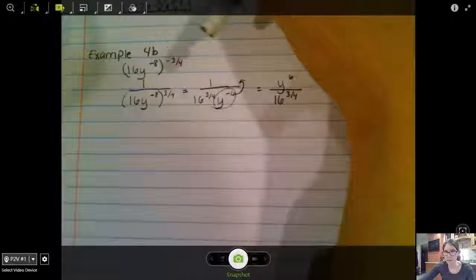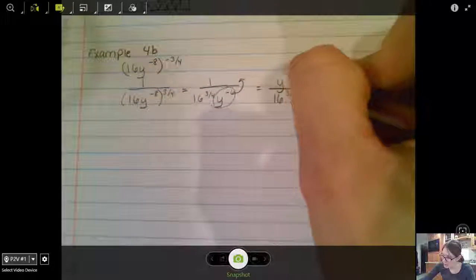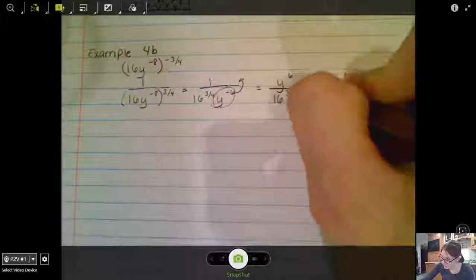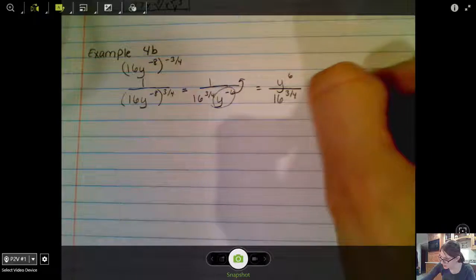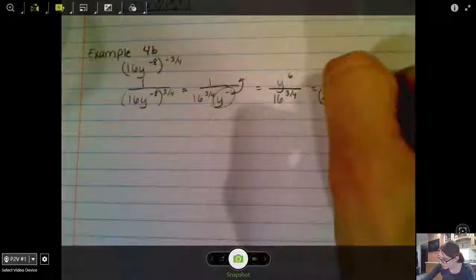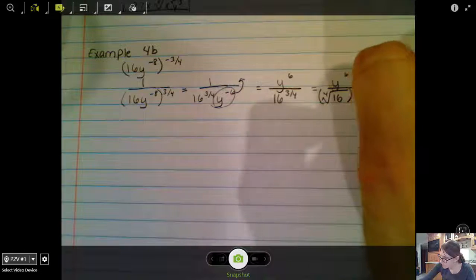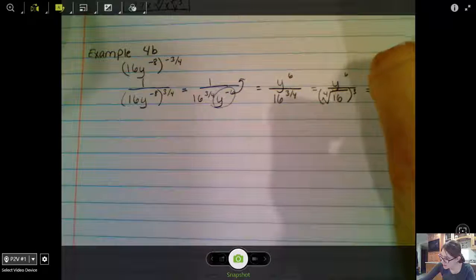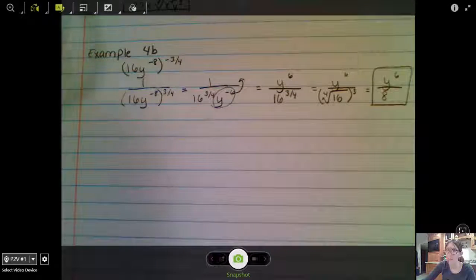We're actually almost there with this one. Can't have a rational exponent in our final answer. But 16 to the 3/4 is really the 4th root of 16 cubed. And the 4th root of 16 is 2. Cubed is 8. Y to the 6th over 8 is our answer.